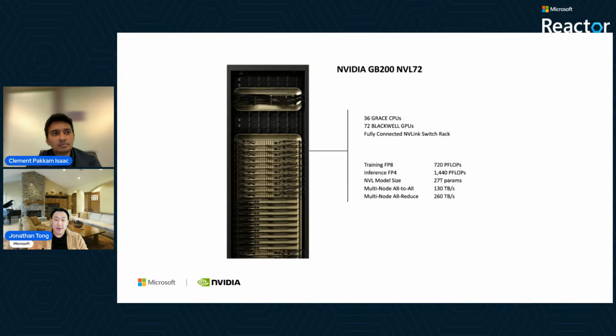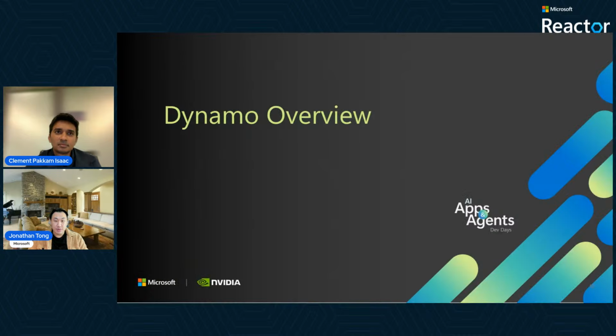These have 72 Blackwell GPUs in a single rack, and this solves one of the problems where communication between GPUs on the same rack is pretty fast, but communicating between nodes or machines is pretty slow. So by having these all on the same rack, we can significantly reduce latency. Next, we'll go over an overview of Dynamo, and I'll hand it off to Clement for this.